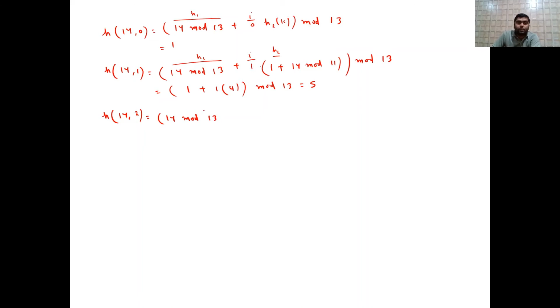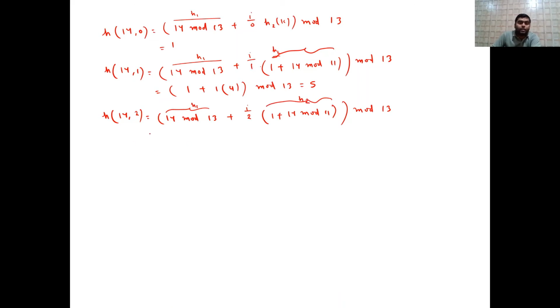So this is our h1, and plus i changes to 2. And what about h2? So h2 is 1 plus key, where key is 14, mod with 11. Okay, so this is the case, and finally this will be mod with 13. So this is completely h2, and here it is also h2.